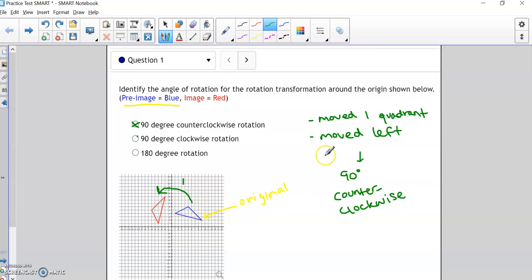And for this, please refer to the note sheet that I uploaded yesterday and also that video if you didn't write down the rules and the notes for how to pick which degree measure. If you move one section, it's 90. If you move two sections, it's 180, that kind of thing. Okay? So that is all for that question.